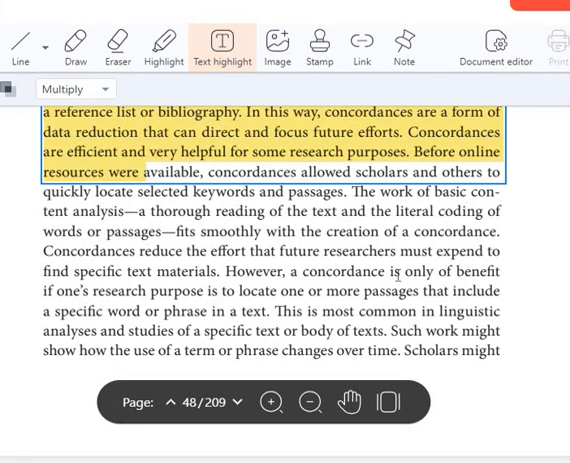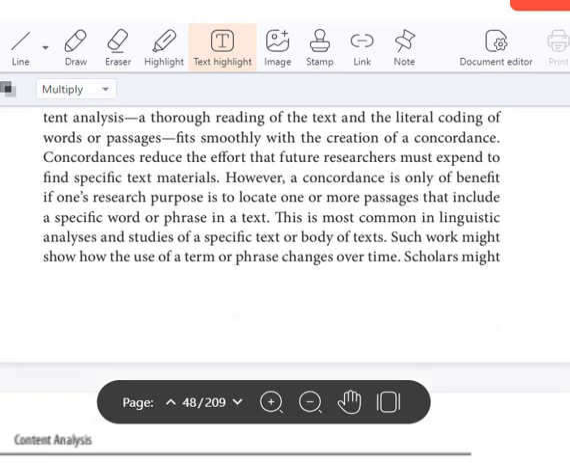Okay, so it helps future researchers. They expand to find specific text materials. But is there a limitation here for the concordance? Yes, it is only of benefit if one's research purpose is to locate one or more passages that include a specific word or phrase in a text. So it cannot be used for full bodies of texts. So it's only for one or two paragraphs. So not much of help, especially currently.